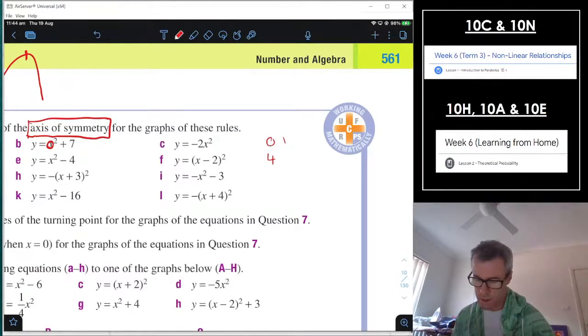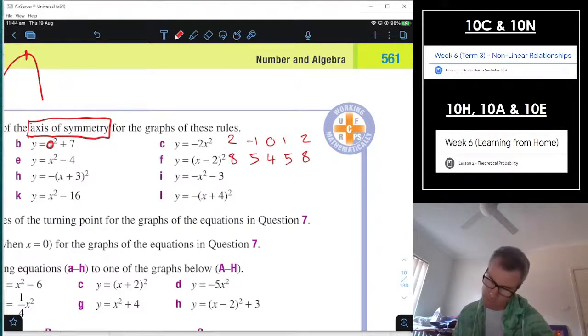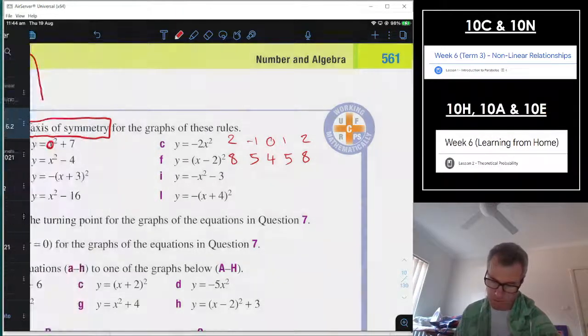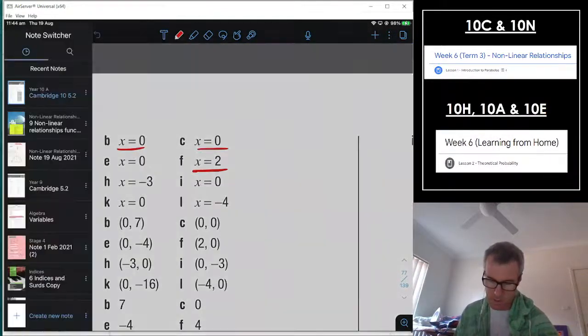When x is 1, y is 5. When x is negative 1, y is 5. When x is 2, y is 8. What did they say? x is equal to 2.